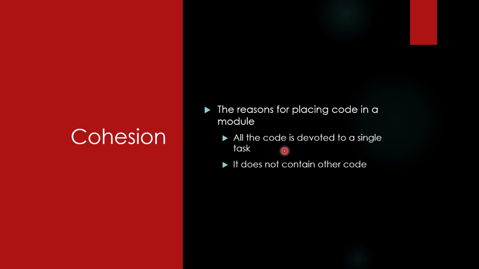So there are two more principles we have for designing modules. One is cohesion, and cohesion says that all of the code inside a module should have a really good reason for being there. The main reason is because all of the code inside a module is devoted to performing one task, and there's no other code that does something else.